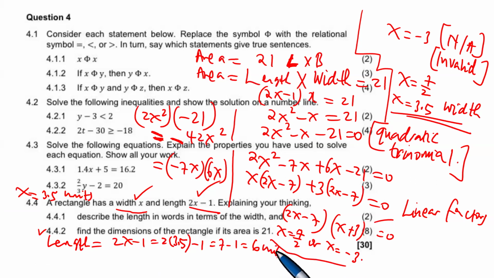Units. Yes. Because they said find the dimensions of the rectangle if its area is 21. So this means that the length, which is exactly 2x minus 1, equals 6, and the width is x, which is 3.5, and therefore we are done with solving this particular question.